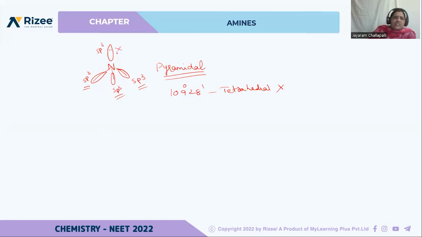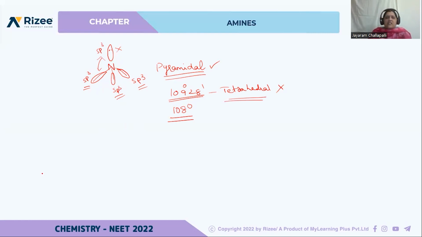Why? Because there is a repulsion between this lone pair and these bonded orbitals. Repulsion is there between these two. So obviously the angle will also be reduced. Instead of 109 degrees 28 minutes, it will be 108 degrees, and the structure is pyramidal but not tetrahedral.